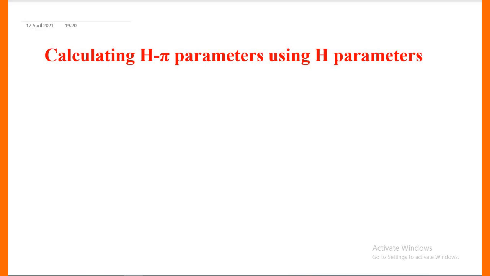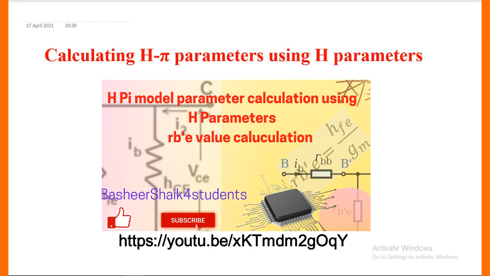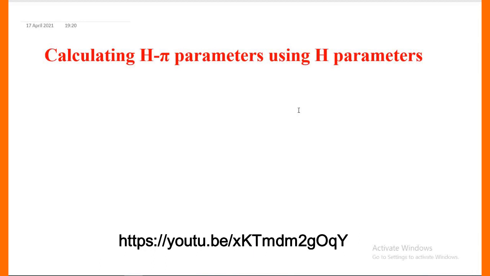In this video, we are going to be calculating the H-pi model parameters using H parameters. We have already discussed the calculation of RB'E using H parameters. I have posted the corresponding link in my description box. Please go through those.